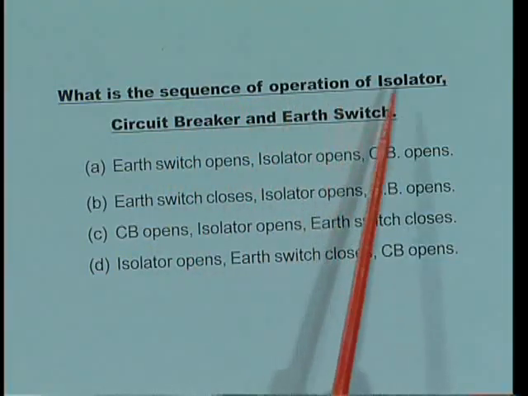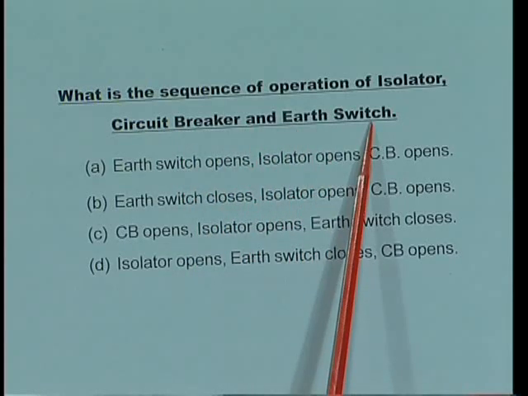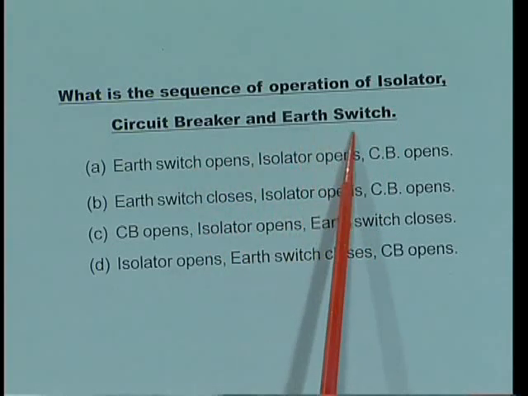Now, we already learned about the different types of switchgears. Let us have some question answer sessions. So, what is the sequence of operation of isolator, circuit breaker and earth switch?